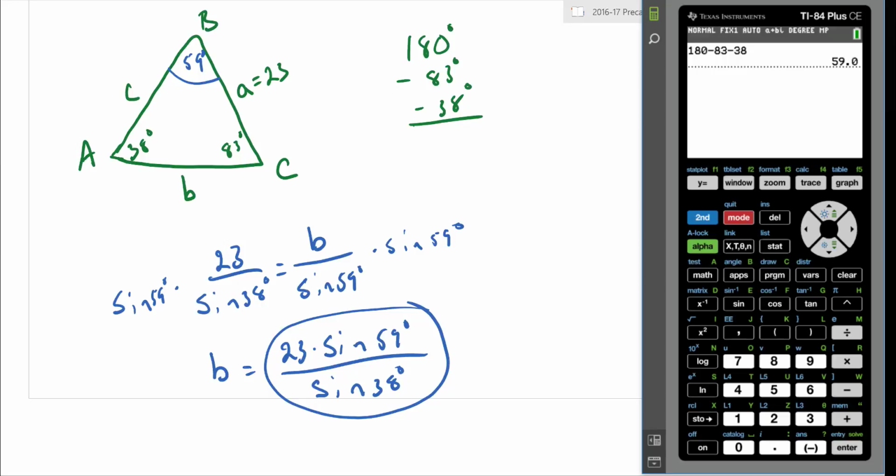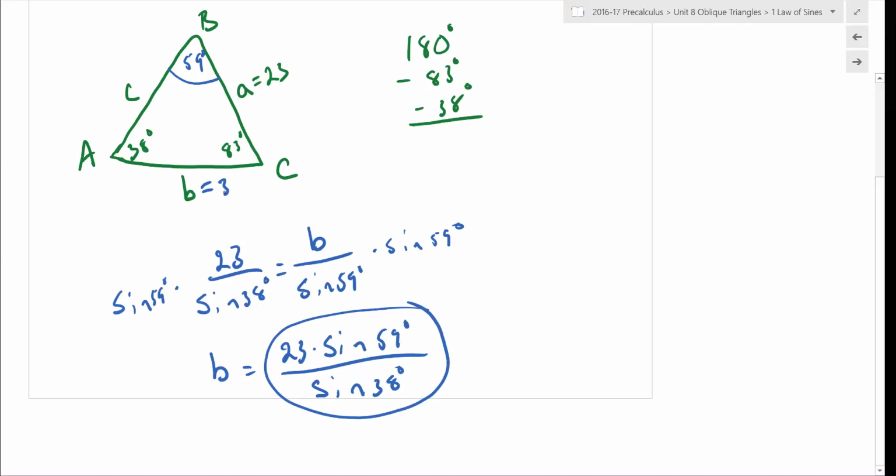So alpha F1 to create a fraction. Since this is something a little more than just a number, I like to create the fraction template first. 23 times sine of 59 over sine of 38. Press enter, and I now know the length of side B is equal to 32.